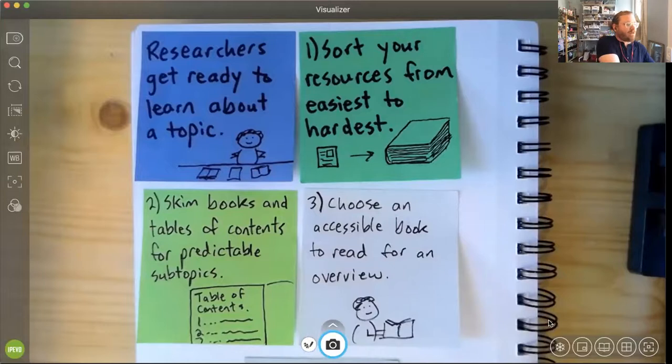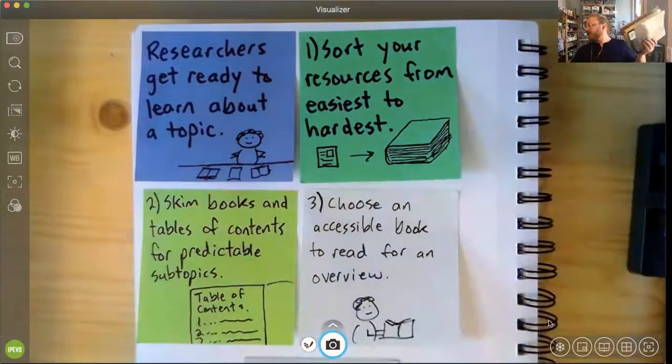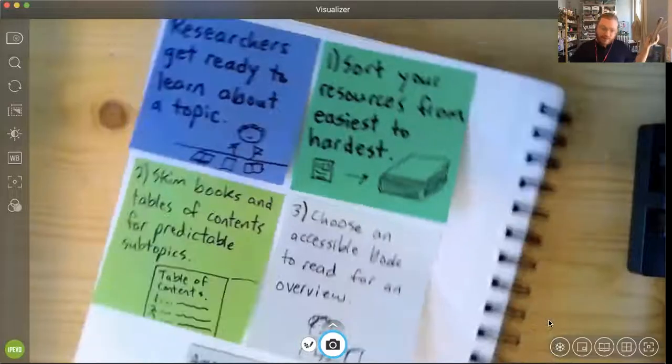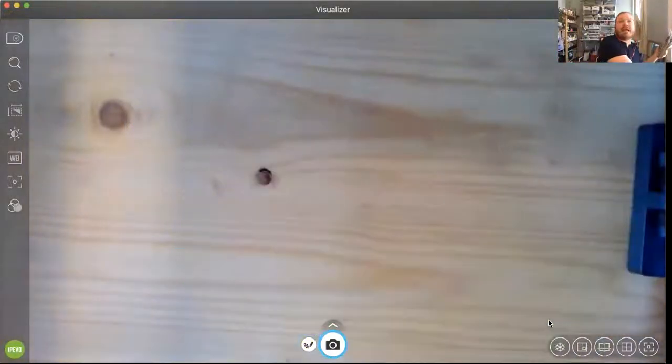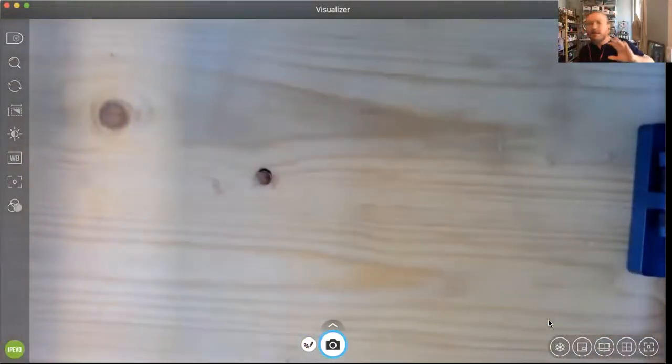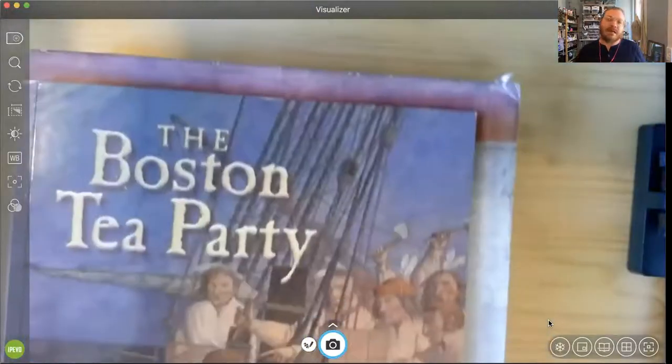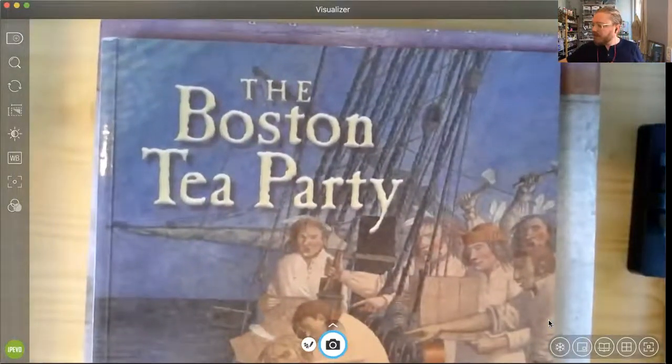All right, the first thing I'm going to do is I'm going to take a look at some of the books that I have and see if I notice any predictable subtopics. And by the way, for the first part of this unit, we're just studying sort of causes and events that led up to the revolution. Later on in the unit, we'll talk about events that actually happened in the revolution. All right, we're taking a look here.